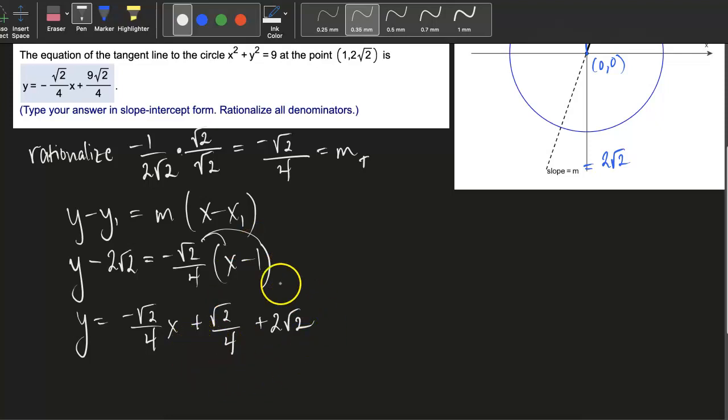Then we need to combine these two like terms. I'm going to do that by changing this 2 into 8 over 4. That way I see the same denominator. And I'm adding these two fractions together. So in the end, that constant is going to be 9√2 over 4. And that's what you see here expressed in that slope-intercept form.